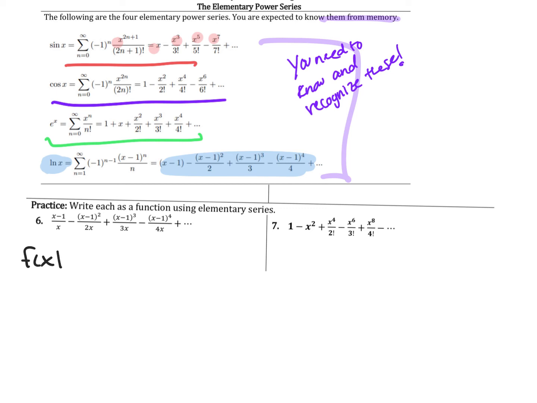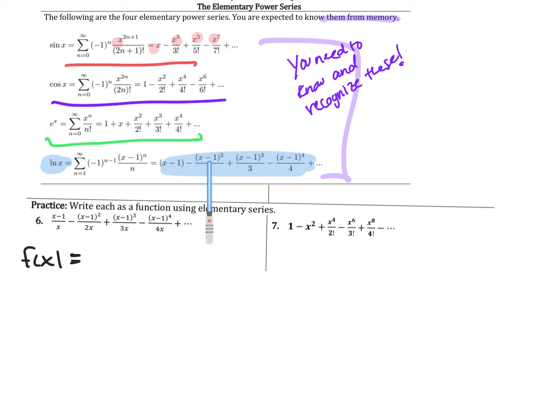So I'm going to write this as f of x equals, and we are looking for what function this is. Well, the first thing that I'm looking at is the denominators. When I look at the denominators, the very first thing that I notice is that there are no factorials. x, 2x, 3x, 4x. So sine and cosine and e, all three of those involve factorials. So if this is an elementary series, it doesn't have anything to do with those, because there are no factorials there. That leaves me with natural log.